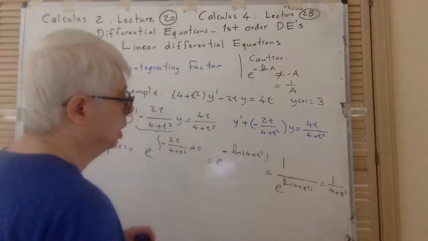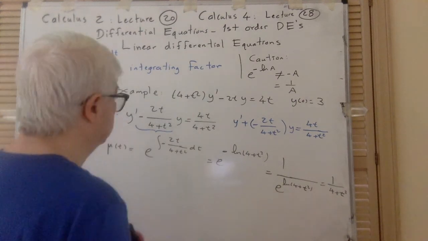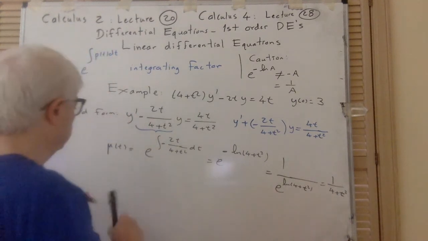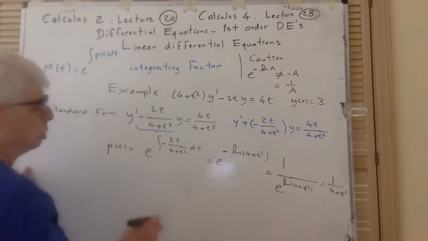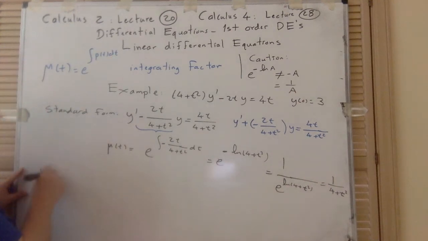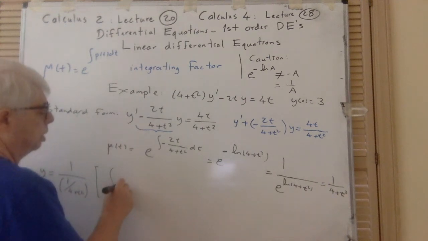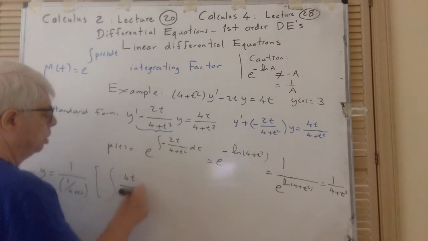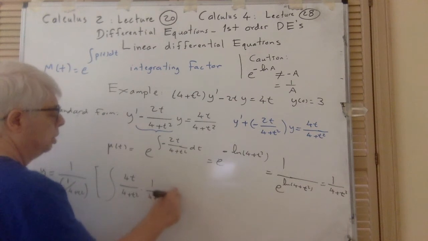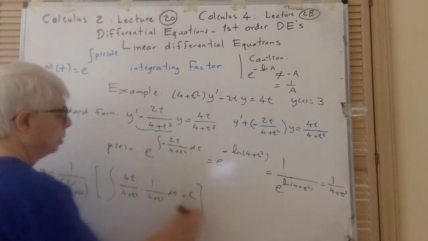Okay, so that is 1 over 4 plus t squared. Now, the solution, let me start here so I have enough space. Y will be 1 over 4 plus t squared times integral. The right side is 4t over 4 plus t squared times 1 over 4 plus t squared dt plus a constant c.